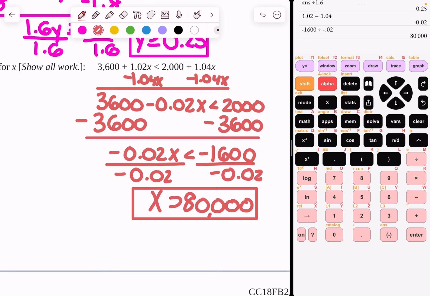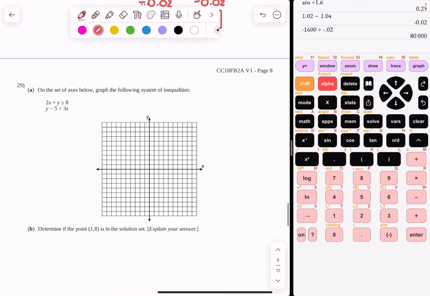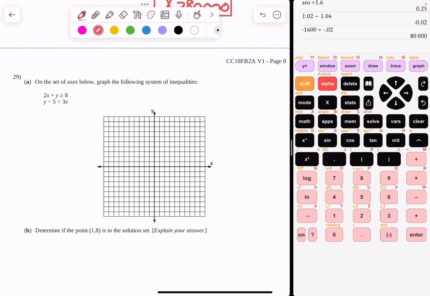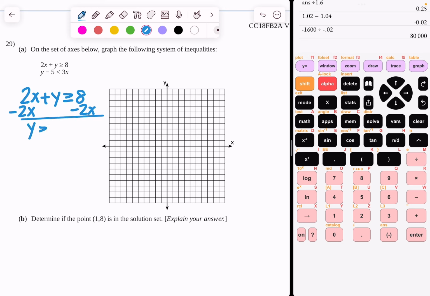Alrighty. Let's look at 29. On the set of axes below, graph the following systems. Ooh, I gotta practice this. All right, let's write the first one down. 2x plus y is greater than or equal to 8. I need to bring this 2x to the other side, so I'm going to minus 2x from both sides. That would give me y is greater than or equal to negative 2x plus 8.